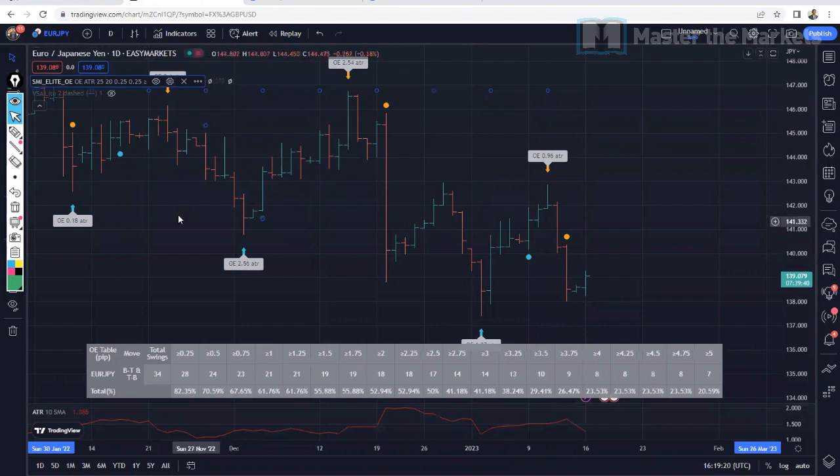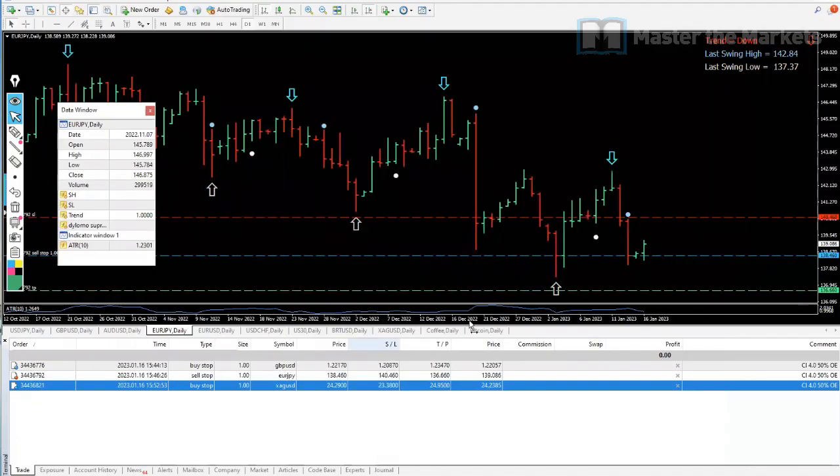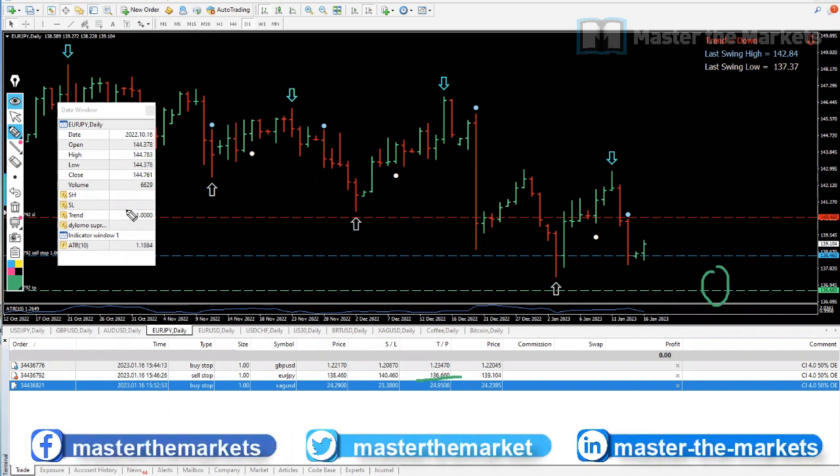But we have done this with a larger data sample, and we have found that the distance it travels is usually 100 pips or 1 ATR, whichever is bigger. So that's what we have used over here to get our target, which is 136.66. And that is what we have put over here as well, traders. Okay, so that's what we have done over here.